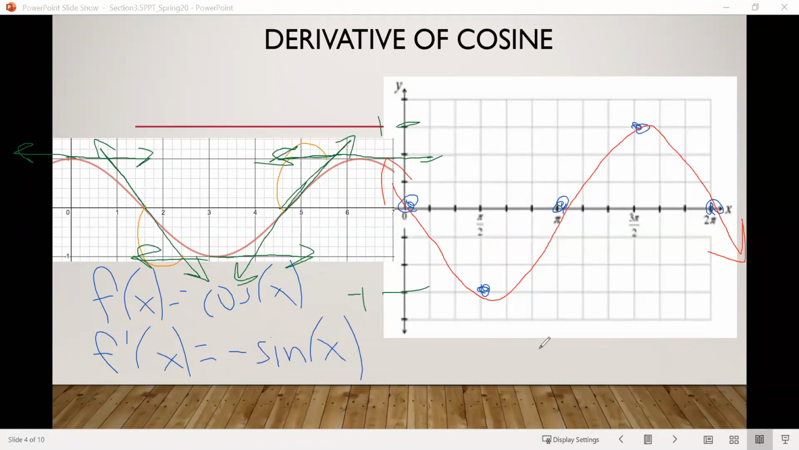Okay? And I think it's really neat, even though this one comes out as a negative sign, it is pretty cool that for the derivatives of sine and cosine, they just have something to do with the other trig function. So with sine, the derivative is cosine. With cosine, the derivative is negative sine. Okay?